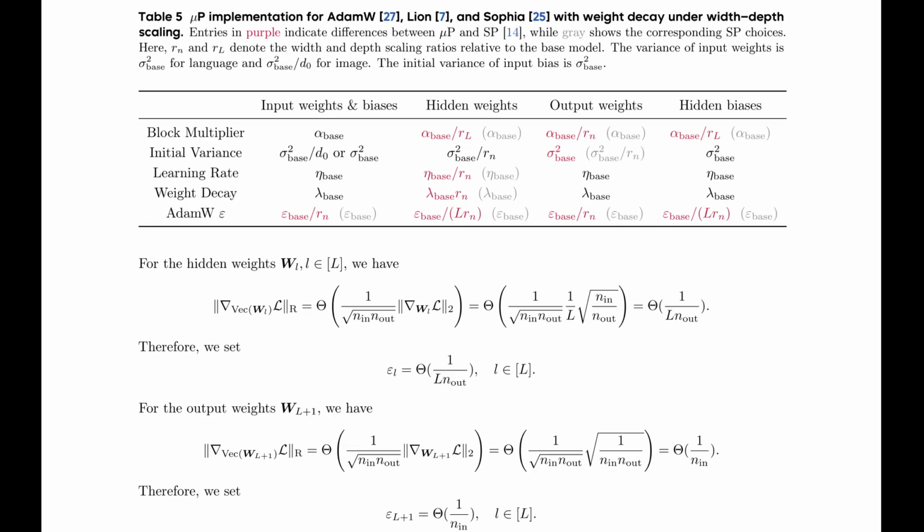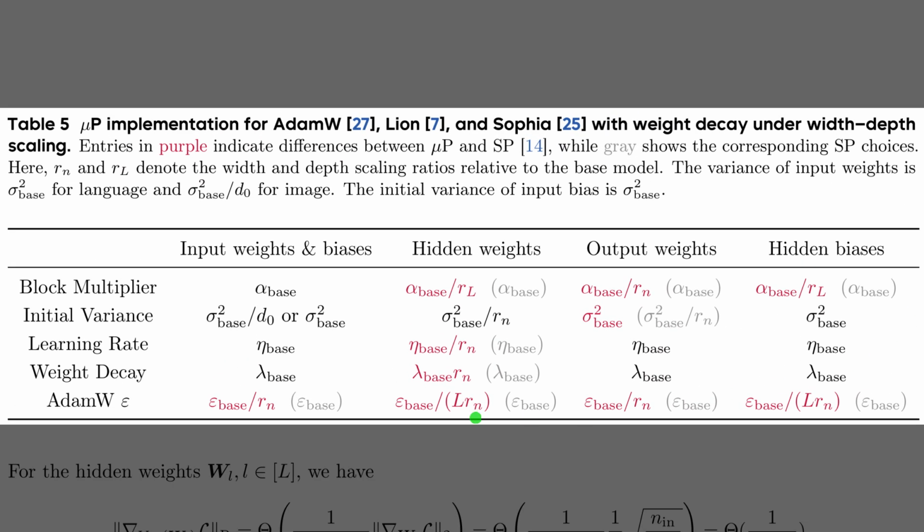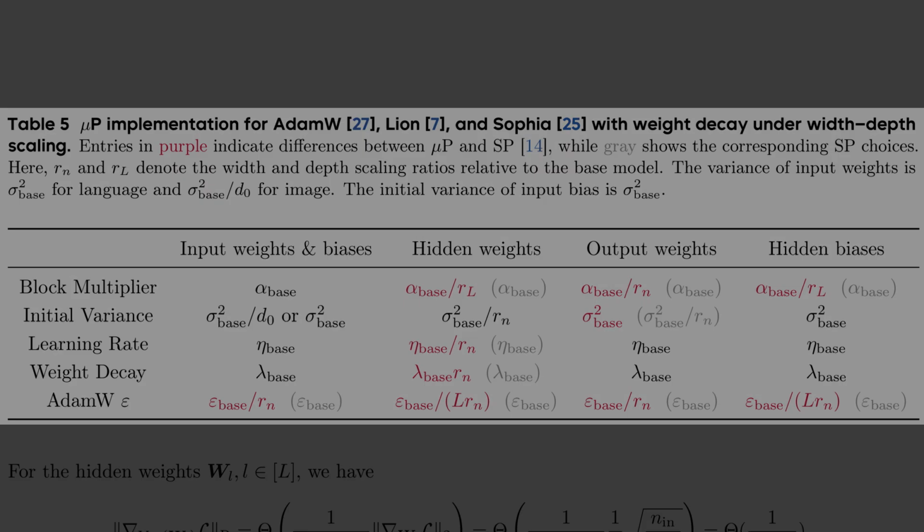Well, having seen the performance gains, Table 5 now details the exact implementation for popular optimizers like AdamW. Here, Rn and Rl stand for the width and depth scaling ratios relative to the base model. The purple entries highlight the key differences from standard practice. For instance, in the hidden weights column, the block multiplier must be divided by the depth ratio Rl, while the learning rate scales down by the width ratio Rn. Finally, the bottom row indicates that even the AdamW epsilon term isn't constant. It must decrease as the model grows in both width and depth.